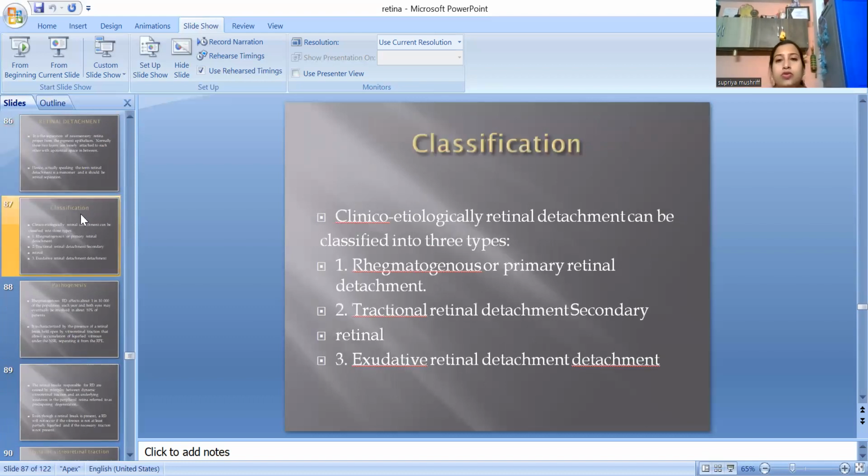Now, the classification of retinal detachment. Clinically and etiopathologically, retinal detachment can be classified into 3 types: rhegmatogenous or primary retinal detachment, tractional retinal detachment or secondary retinal detachment, and exudative retinal detachment.